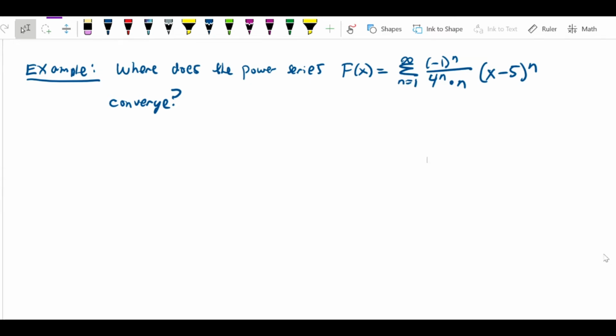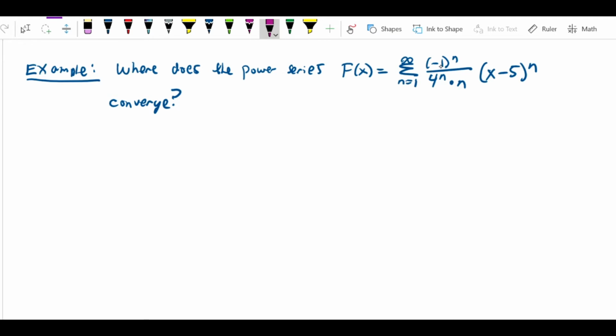So we're going to do an example that involves finding the interval of convergence of a power series where the series is a little bit more complicated than the one we did in the first example. We can see a couple of complications here. First of all, the center is not zero. Instead of having ascending powers of x, we have ascending powers of x minus 5 in the series, so it's going to have a center of 5.